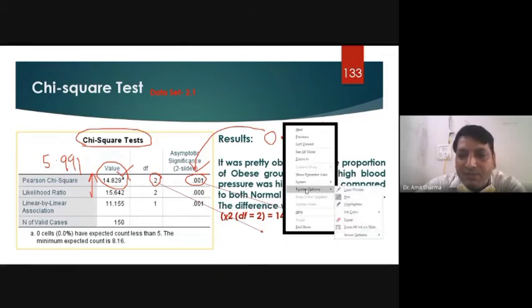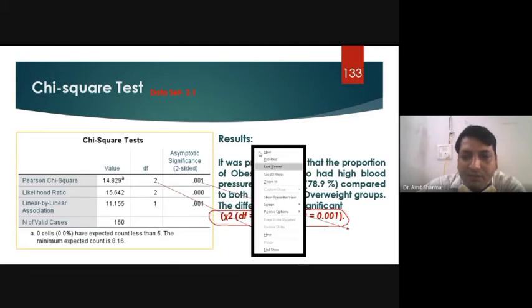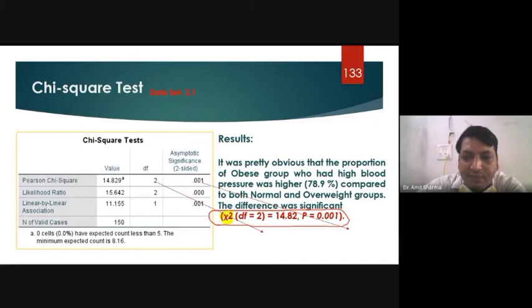So how will the results be written? Results will be written in MLA style. So this is the writing style for the chi-square. What you have to do? You have to write the sign of chi-square first. Then under the bracket you have to write the degree of freedom. That degree of freedom is equal to 2. Then you have to write the chi-square value, this value of chi-square which I have taken, and the p-value which you have got. Clear? This p-value you are going to write.